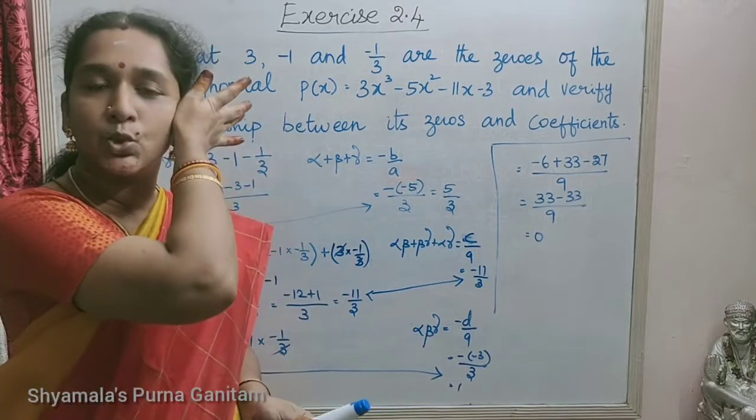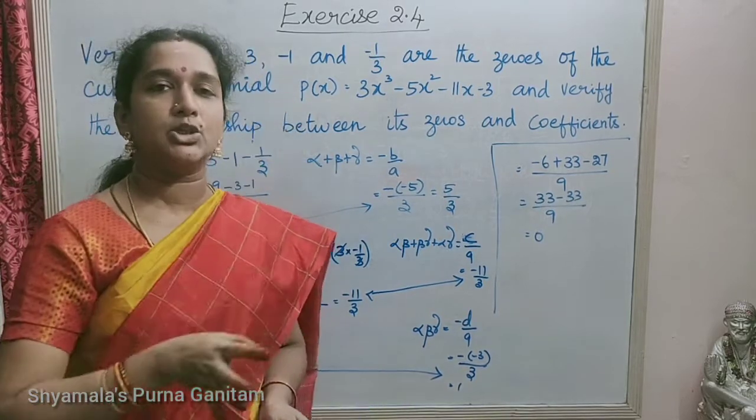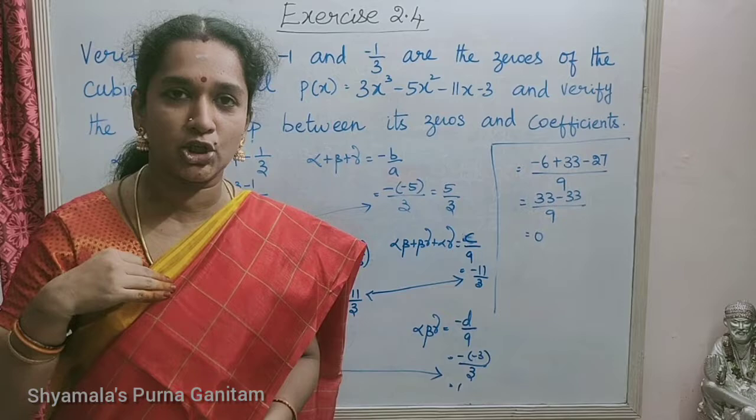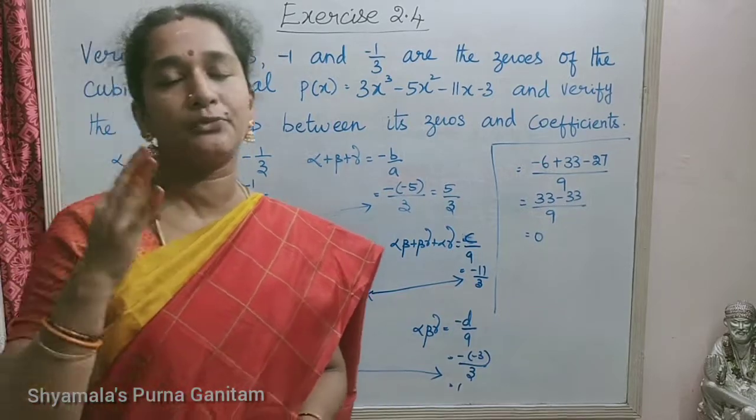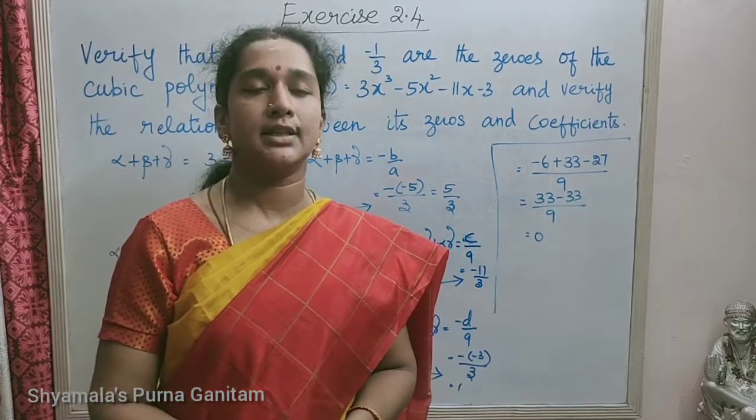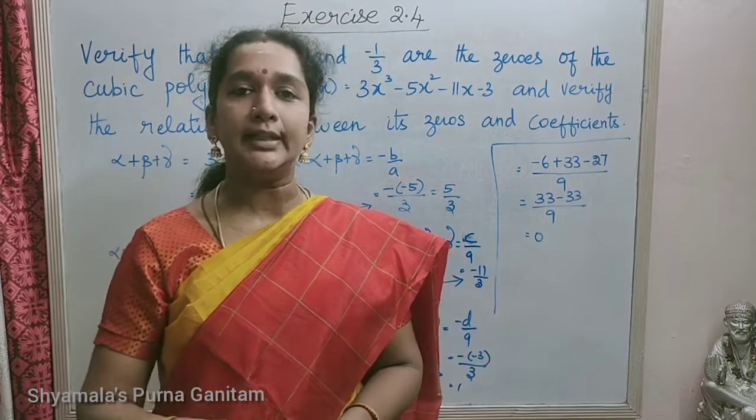With this, two sums are completed based on the relationship between the coefficients and the zeros of the cubic polynomial. The remaining sums I will do in the next class.